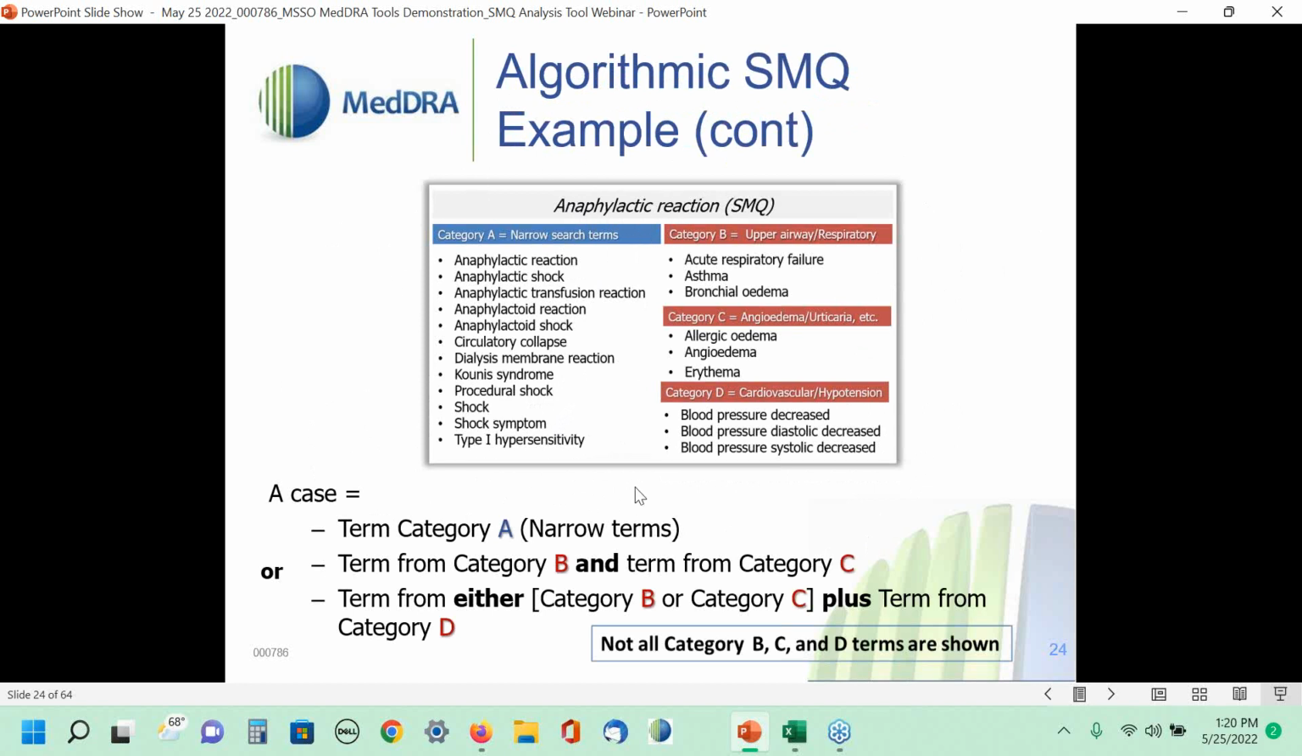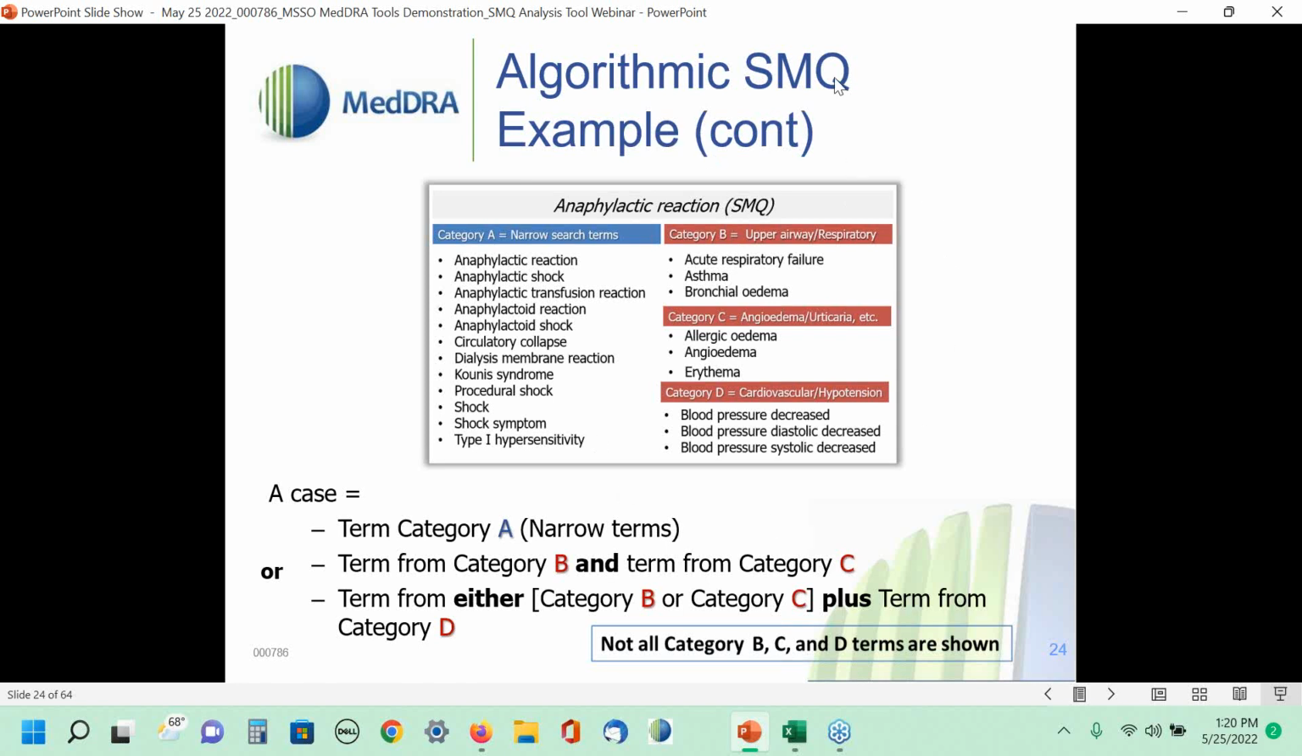When we look at the narrow search terms, if any one of these concepts is represented in the case, you're going to be instructed to look at that case. So one way this algorithm works is if we have a concept from category A or narrow search terms, it will be a case that you should look at. Well, we're interested in anaphylactic reaction, so it shouldn't surprise you. These are specific terms like anaphylactic shock or anaphylactoid shock or circulatory collapse. Those are very, very specific concepts which are very likely to be a potential case of anaphylactic reaction.